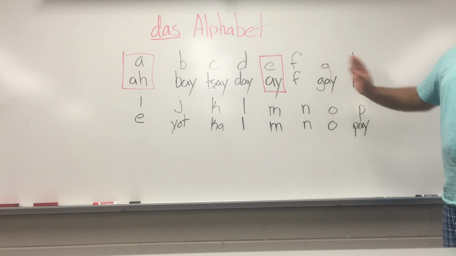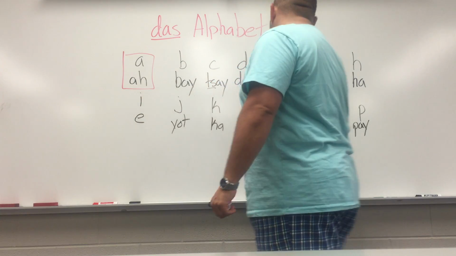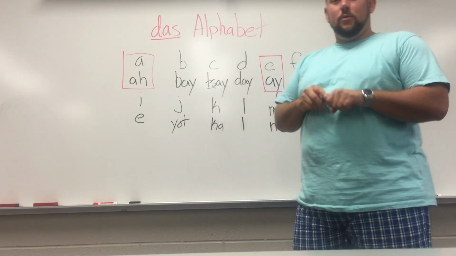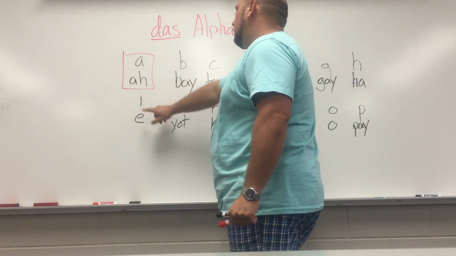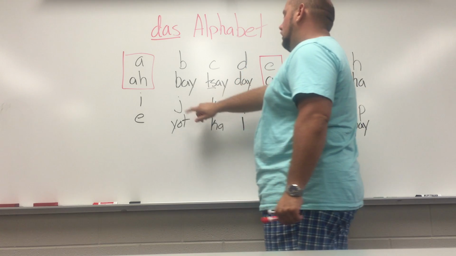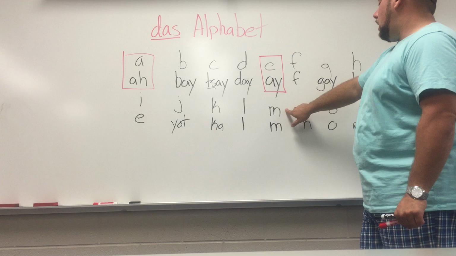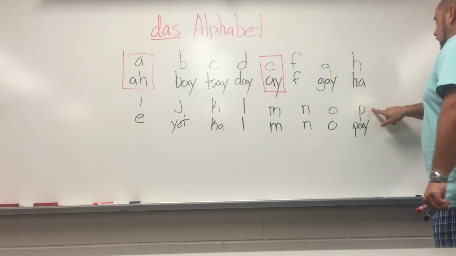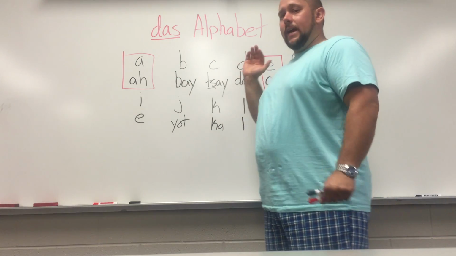Okay, 4 of them exactly the same. So just like up here, I'm going to go through the whole row so you can hear them, and we'll go through them again, and then you'll get a chance to repeat them. Okay, here we go. E, Yot, Ka, L, M, N, O, Pay. Okay? So there's our next 8.